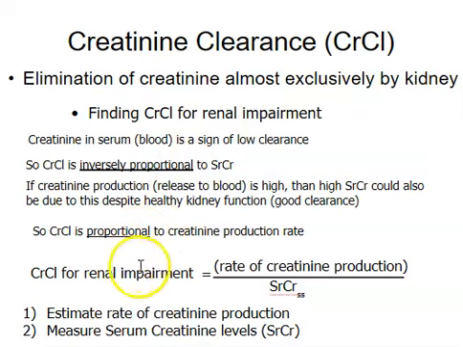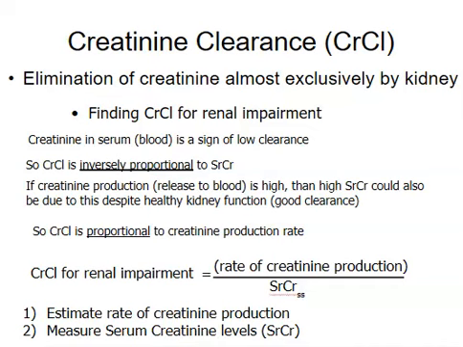And so the formula for the creatinine clearance for renal impairment is going to be the rate of creatinine production, which was defined mathematically in the previous two slides, divided by the serum concentration of creatinine. And in order to do this, you need two things. You need obviously the rate of creatinine production, and you need to be able to measure serum creatinine levels. Sometimes you can, sometimes you cannot.